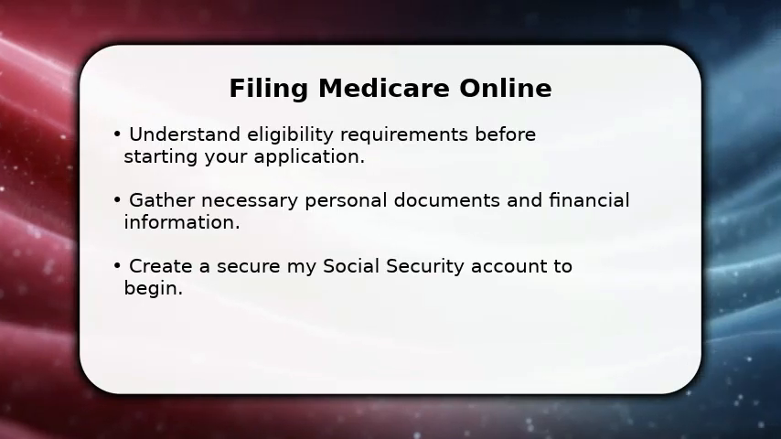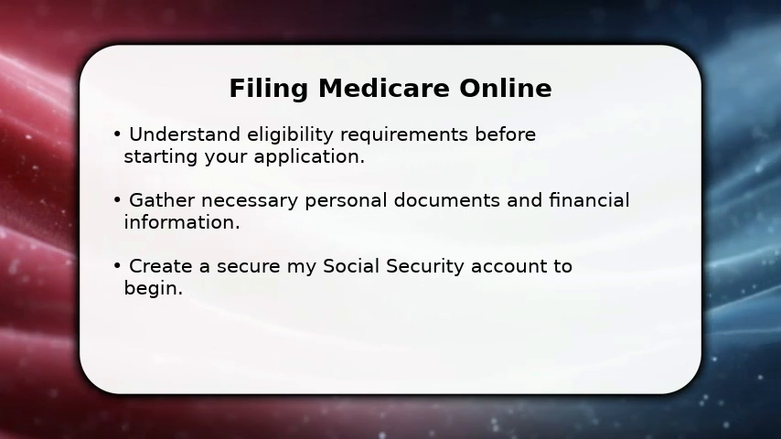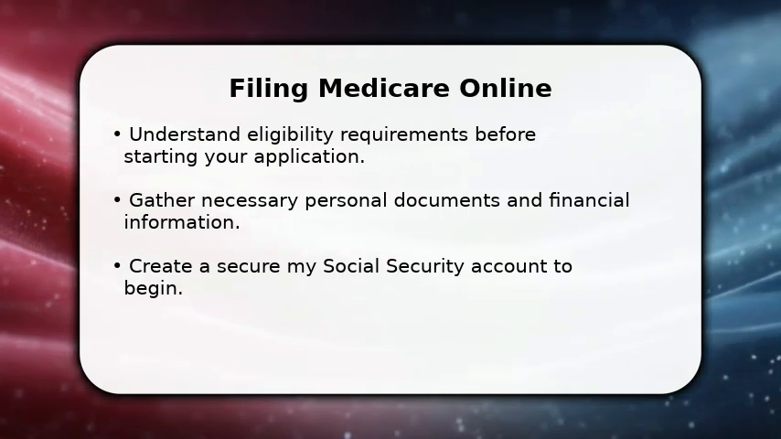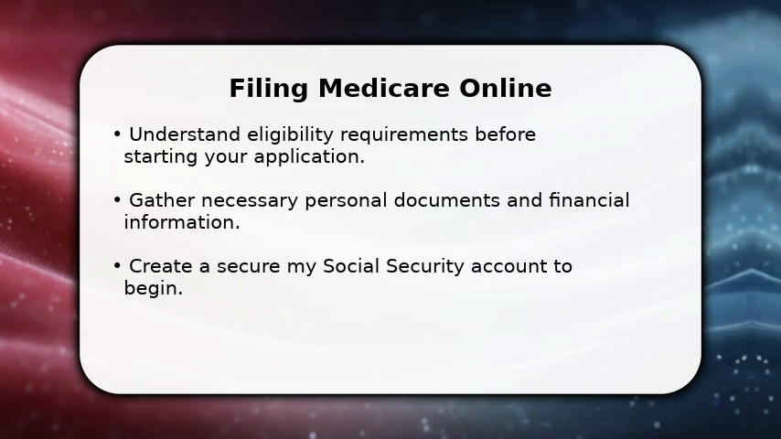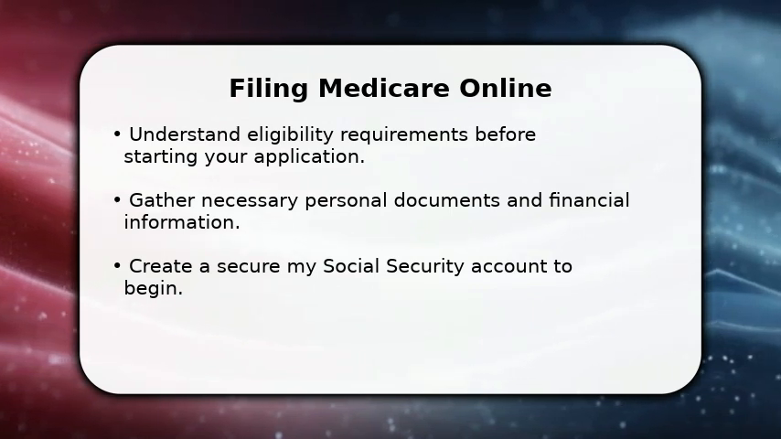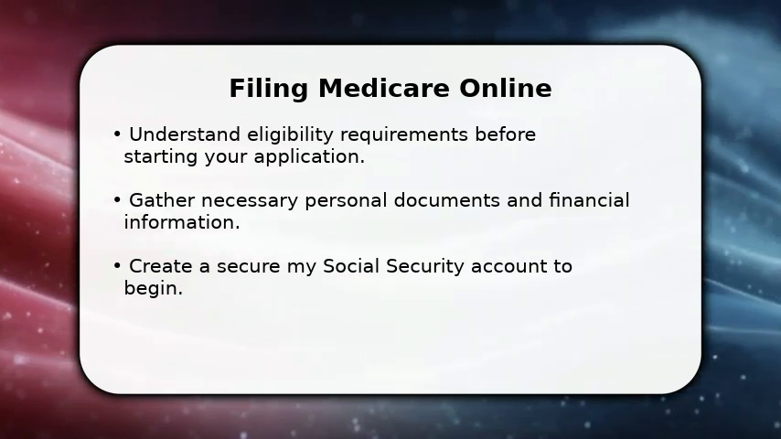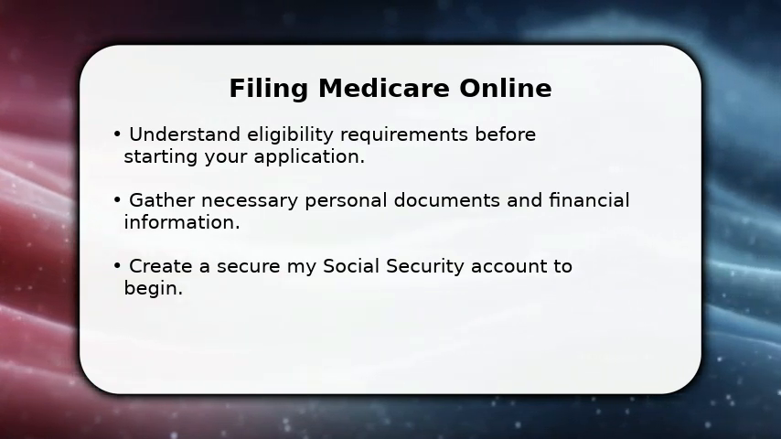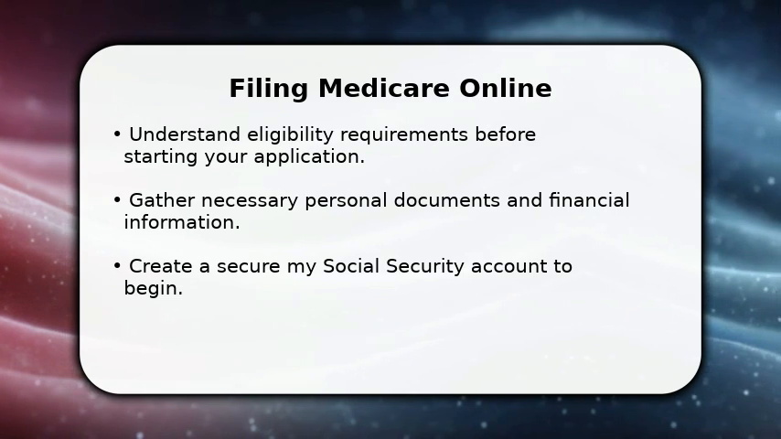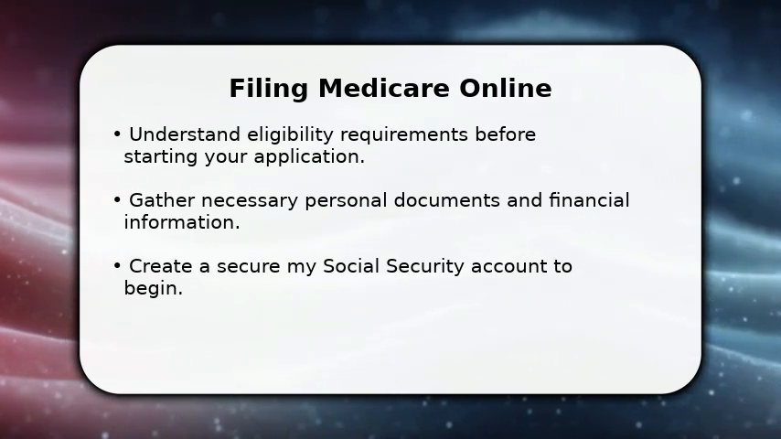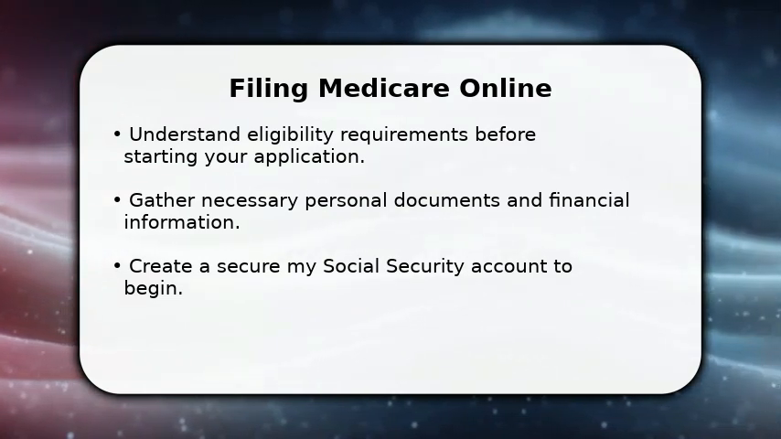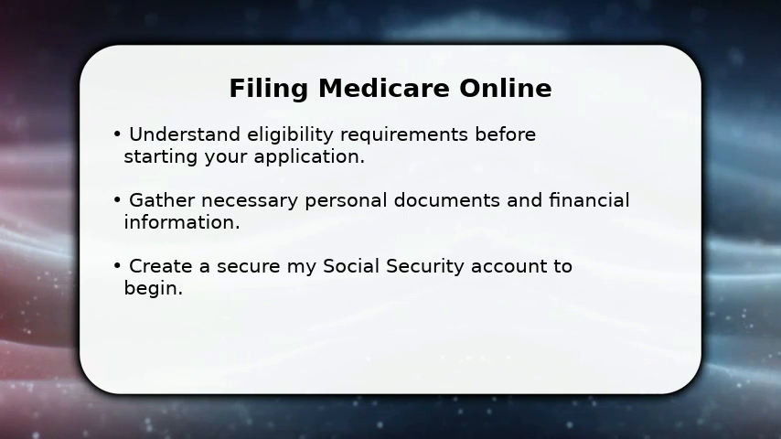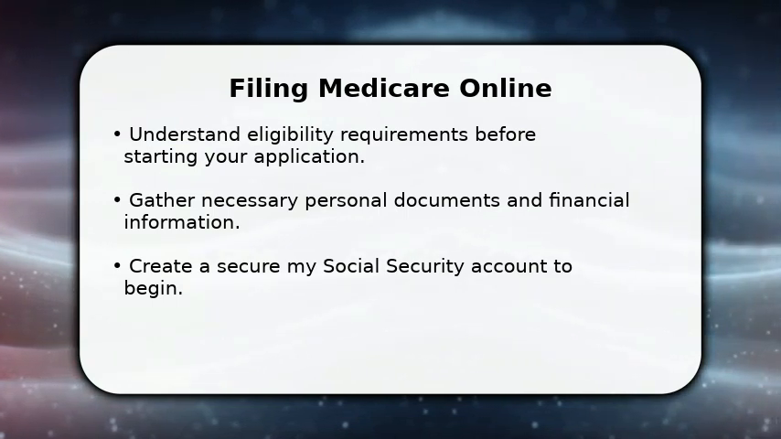In this video, I will explain how to file for Medicare online, step by step. First, ensure you meet the eligibility criteria for Medicare benefits. Next, gather all your essential personal and financial documents. This preparation is crucial for a smooth application process. Finally, create or log into your secure My Social Security account, which is where you'll submit your application.